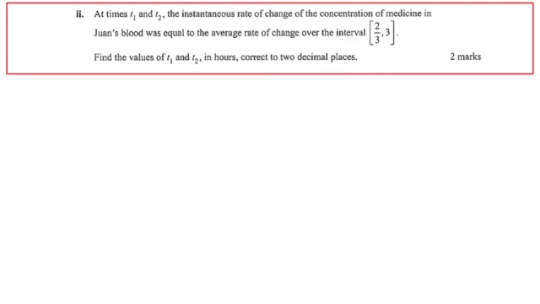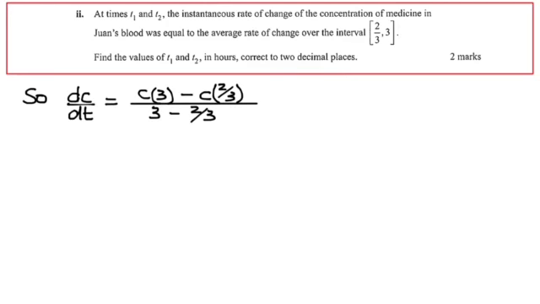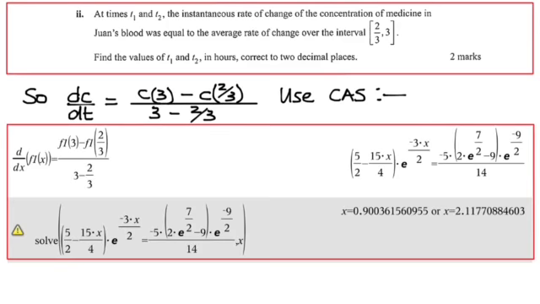Oh yeah, okay. So that's just a CAS thing. Find the values of T1 and T2 when the instantaneous rate of change was equal to the average rate of change. No problem. So dC/dt is going to equal the thing which we just worked out there, and it's a 2-mark question, so we can just go for the CAS, and we can just do this. Oh, it looks a bit nasty, doesn't it?